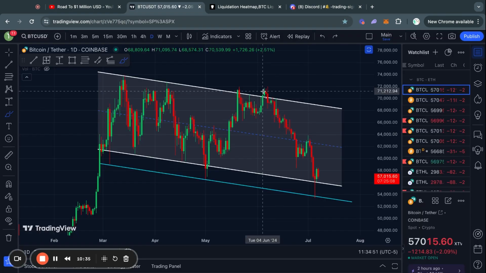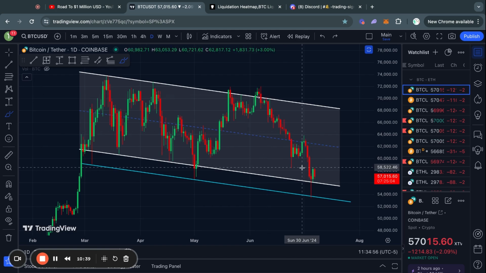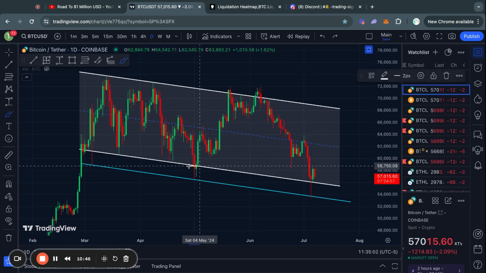Now, zooming out to this daily time frame here for Bitcoin and taking a look at this descending channel, I would say so far so good, because yes, we did get that big wick to the downside, but we have seen that before.